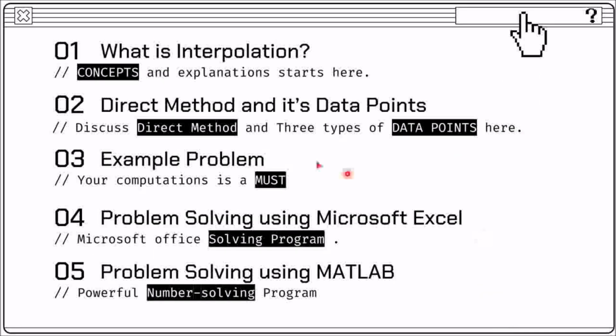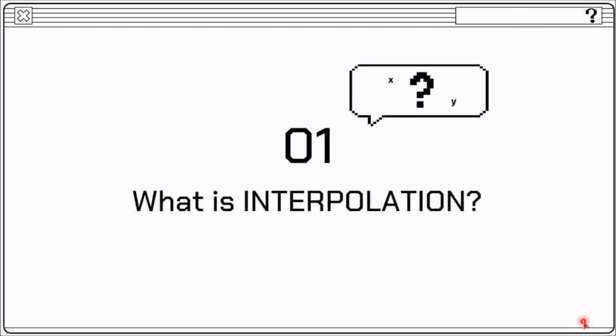So here are the contents of the presentation. First, what is interpolation? Second, the direct methods in its data points. Third is the example problem. Fourth is problem solving using Microsoft Excel. And fifth, problem solving using MATLAB.